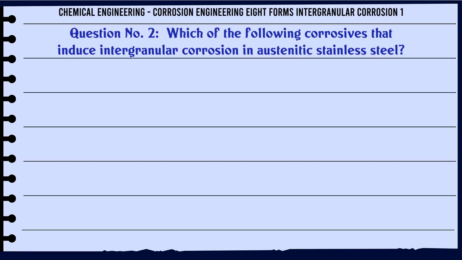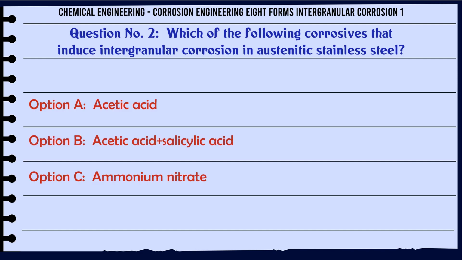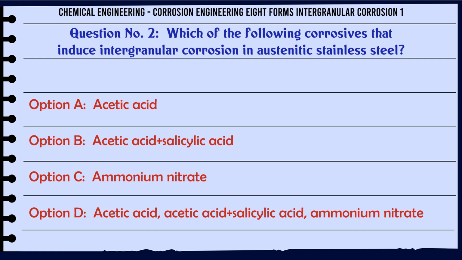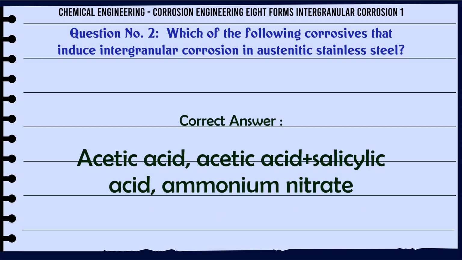Which of the following corrosives induce intergranular corrosion in austenitic stainless steel? A. Acetic acid. B. Acetic acid, salicylic acid. C. Ammonium nitrate. D. Acetic acid, salicylic acid, ammonium nitrate. The correct answer is acetic acid, salicylic acid, ammonium nitrate.